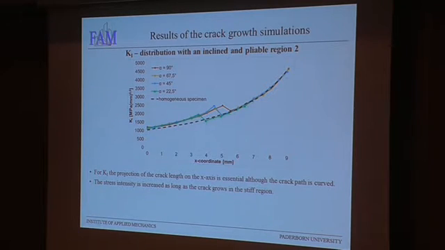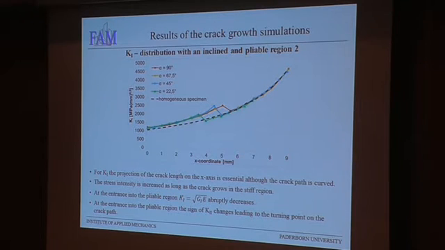In this case, the stress intensity factor is increased in the first part, since it grows in the stiff region, and again the curves fall together. But now we have an abrupt decrease of the stress intensity factor curve when the crack enters the second region. In this case too, K1 changes the sign when the crack enters the second region, and we have again the turning point at the crack path.